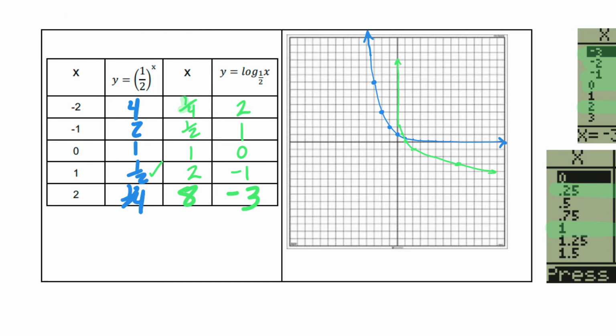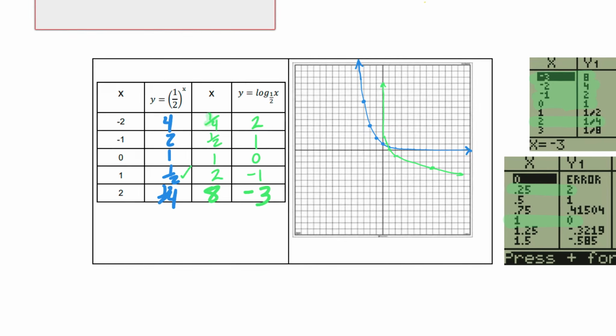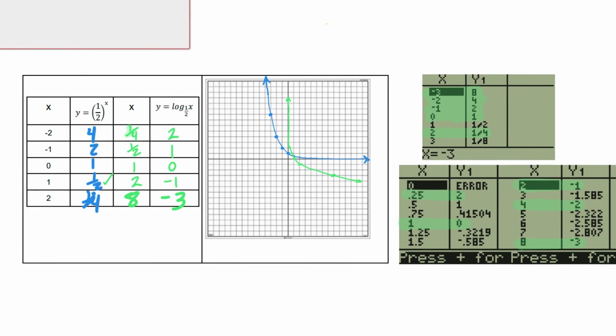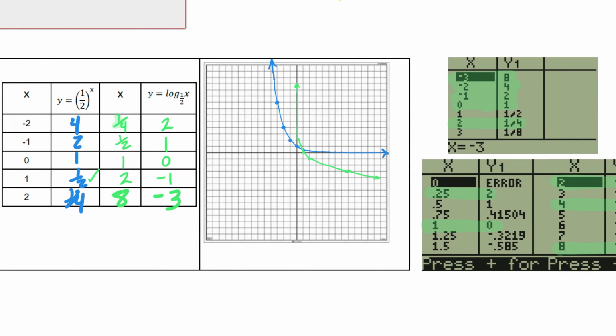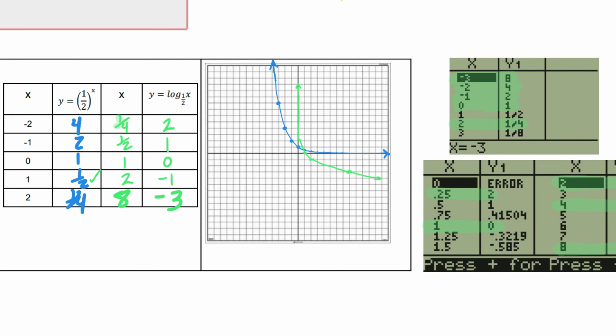And you can see it is the inverse. That's that diagonal line drawn through the middle. Those are reflected of one another, and that's because they are inverse functions. Their domain and ranges are also going to be inverse functions. Again, the hardest part of the logarithms is really just finding points that work.